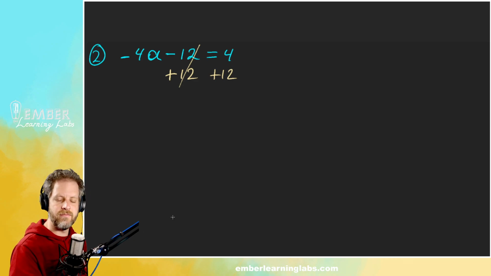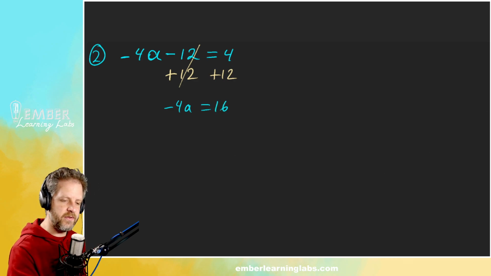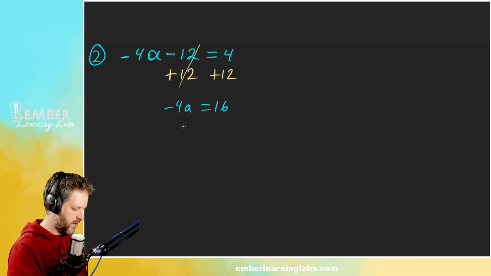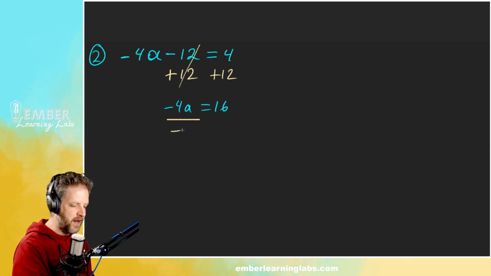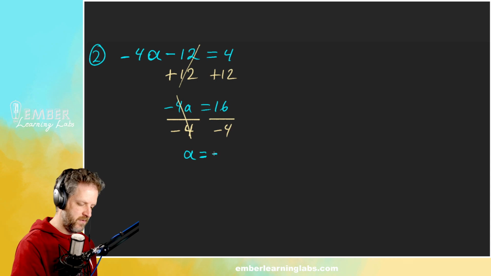So those cancel, leaving us with -4a equals 16. Now what are we gonna do? We are going to divide it. We're going to divide by -4. So a equals, and what's 16 divided by -4? It's -4, right? They're different signs. Yeah.